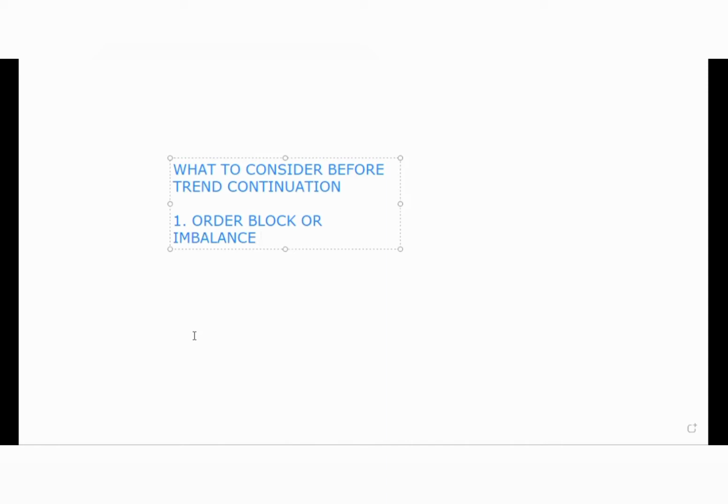One, the order block or imbalance. Two, the fair value gap. So you have to consider the order block or imbalance, then the fair value gap.